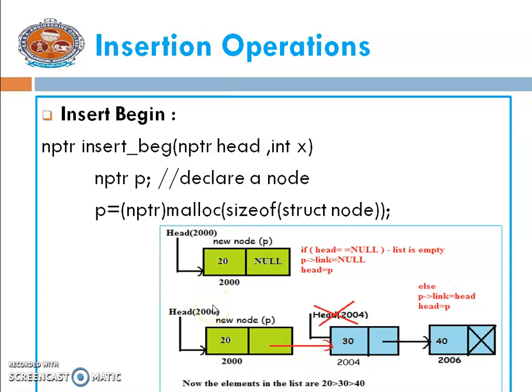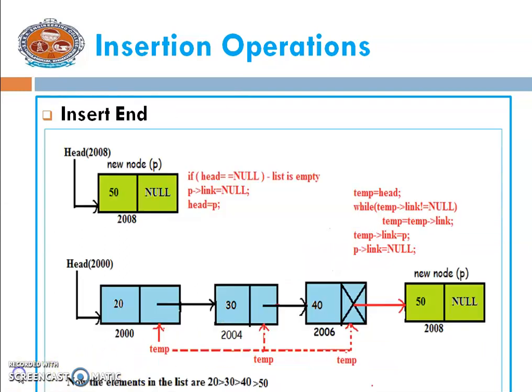If the linked list is not empty, then set p of link is equal to head and head is equal to p. After inserting p in the beginning of the list, the elements in the list are 20, 30 and 40 respectively. The next insertion operation is insert end.